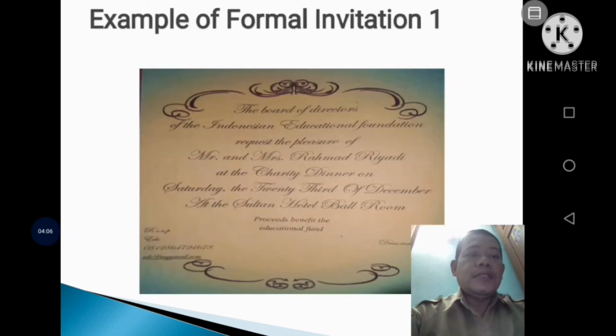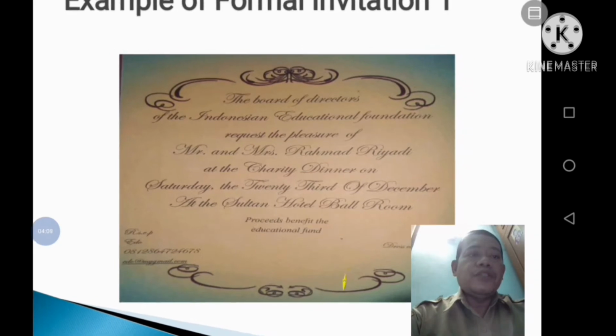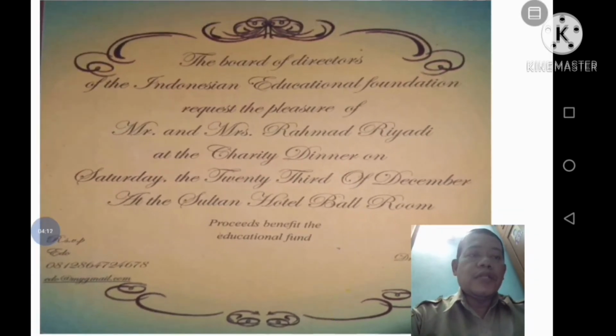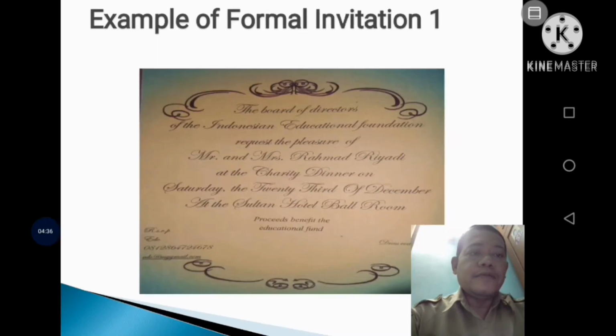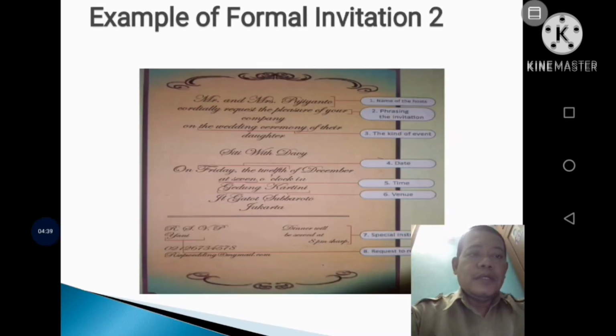And this is the example of formal invitation 1, students. Please take a look at the content of this first formal invitation. Okay, you see? Okay, students, do you understand? This is the first formal invitation. Next, we will discuss it more. This is the example of formal invitation 2.